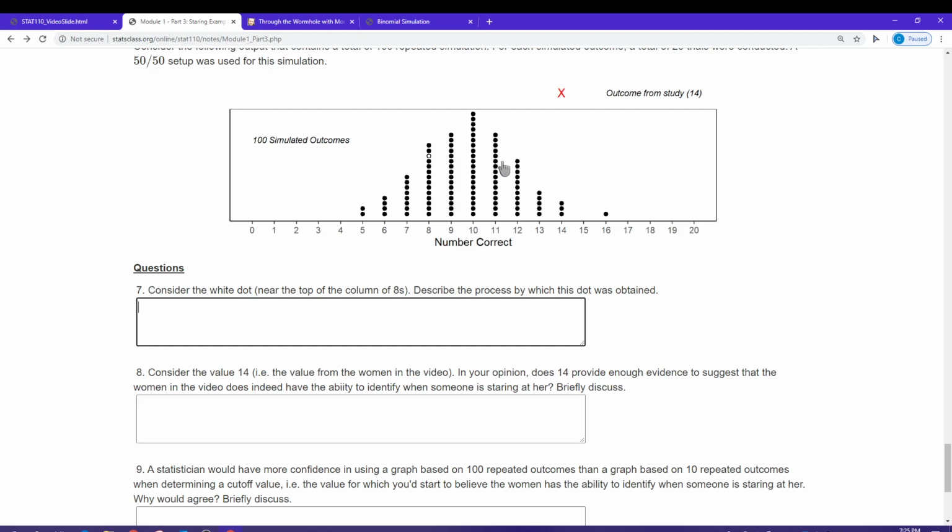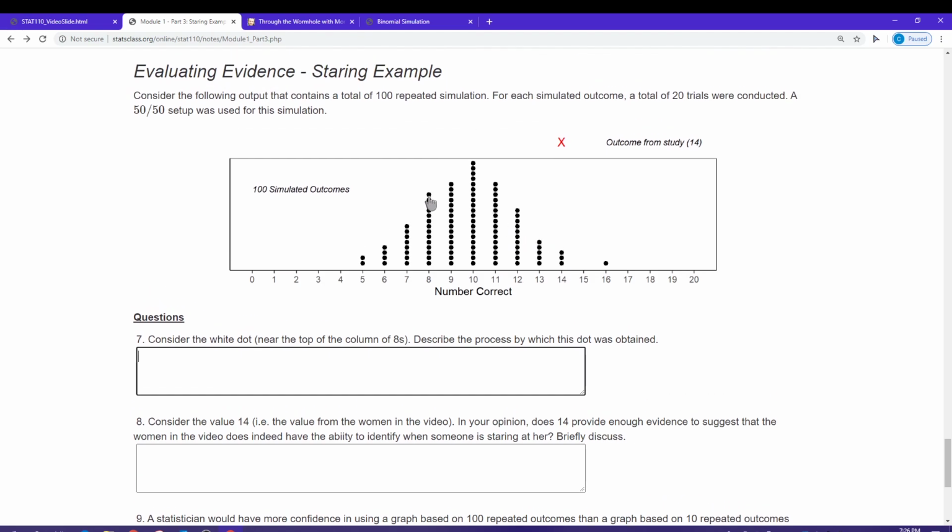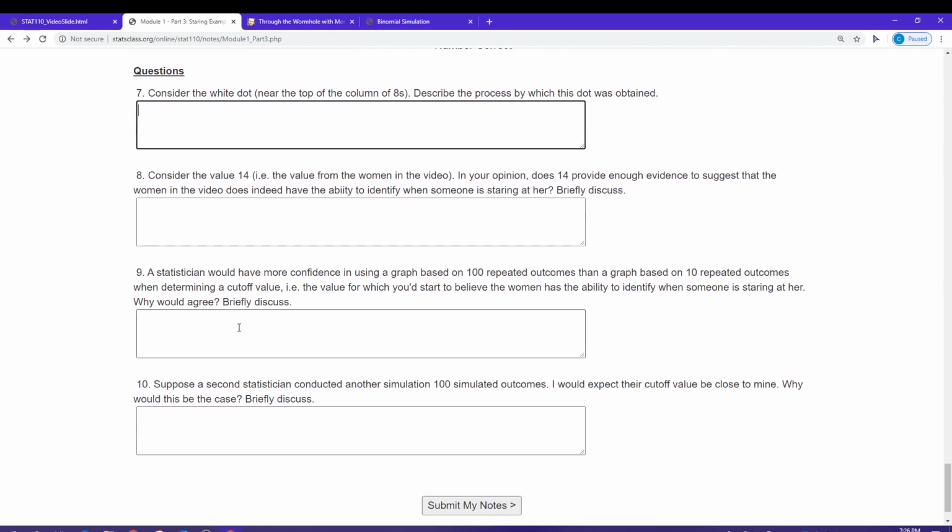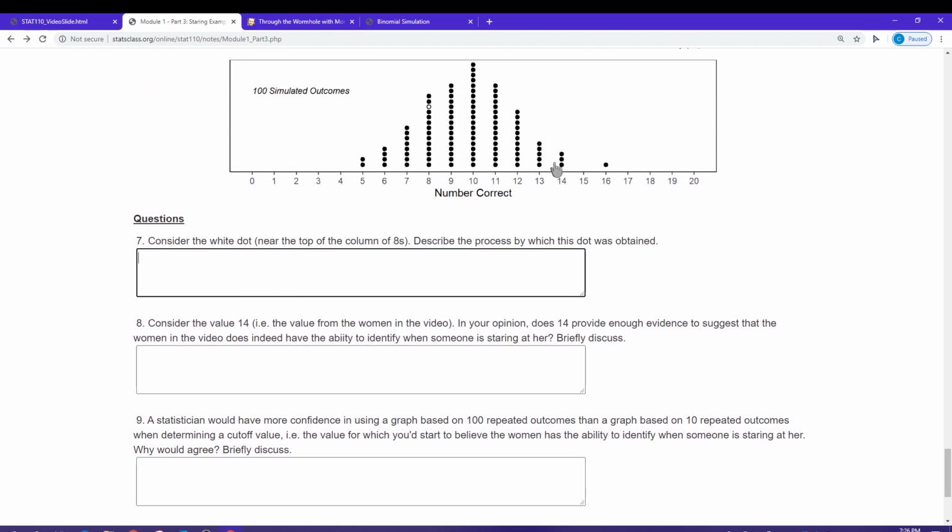These dots again were under a situation of no ability, and this outcome from the woman in that video agrees with 3 of those. Now granted, 3 out of 100 is not a lot, but it is within the realm of the no ability dots here. A statistician would have more confidence using a graph of 100 repeated outcomes instead of 10 when determining where the edge of that distribution is, or that cutoff value. We'll talk more about that in the next handout. Where is the cutoff value between the likely outcomes and the unlikely outcomes?